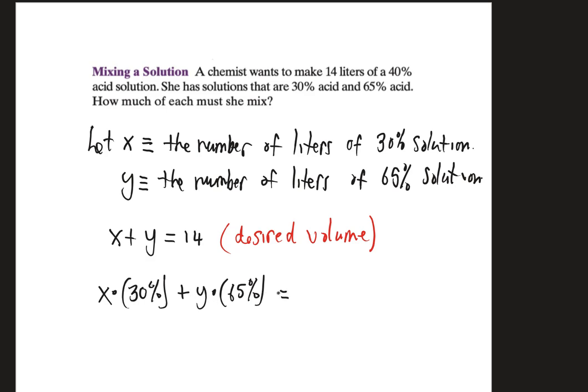But what we want is 14 liters of a 40% acid solution. So this sum here must be equal to the 14 liters times the 40% acid solution, right? Essentially the 30%, the 40%, and so forth, that's pretty much a concentration. So this here represents the desired concentration of acid, right?